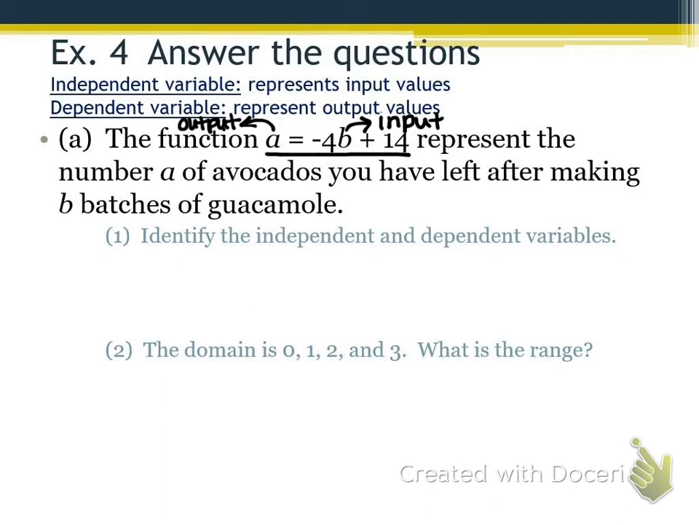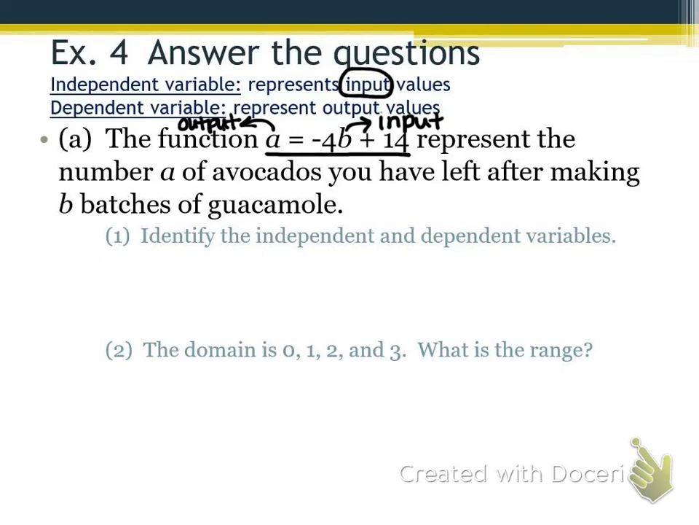So, your independent variable represents your input values. That should be easy to remember, right? I and I. Your independent variable represents your input value. So that means my input, I can put in whatever I want. I can put in whatever number I want.